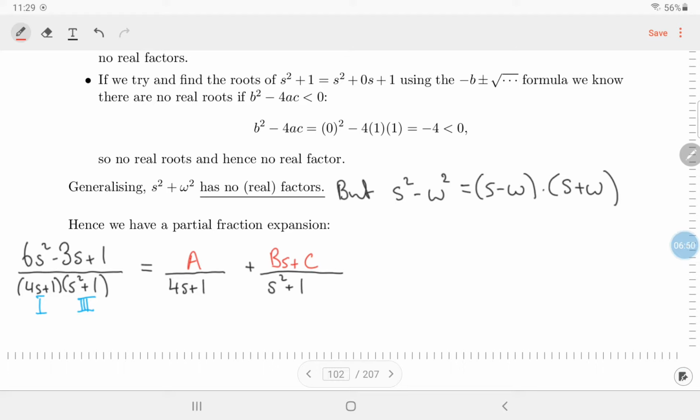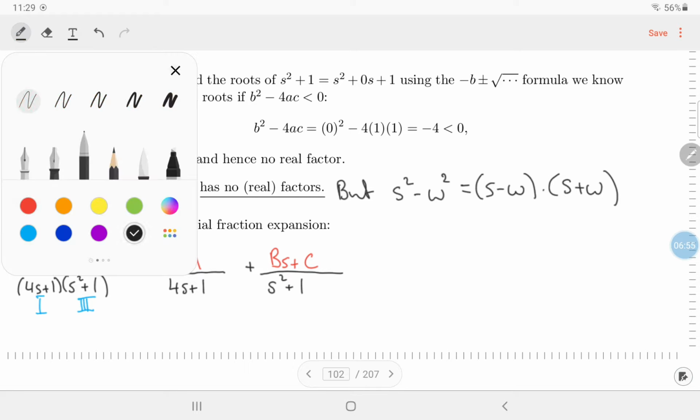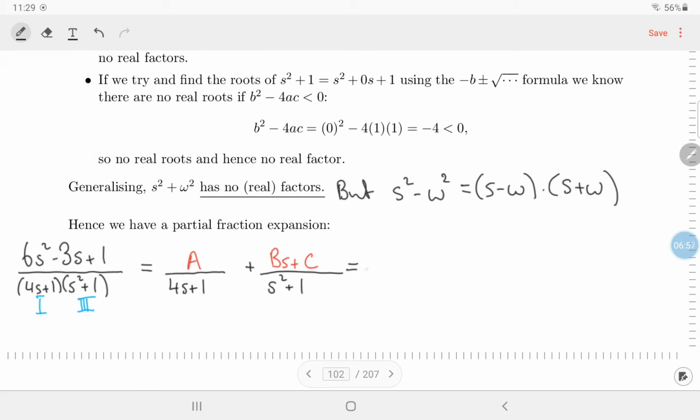Now, the story now is that I haven't really got space. I'd like to write this as a single fraction. I don't have the space. I'm going to go dot dot dot. This will be equal to 4s plus 1 times s squared plus 1.